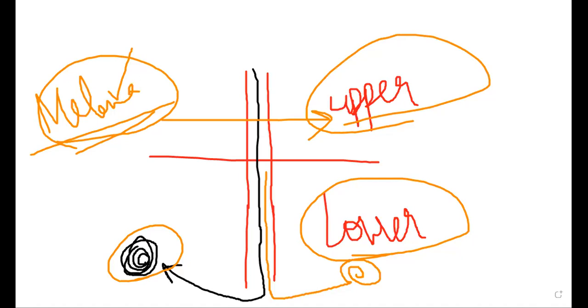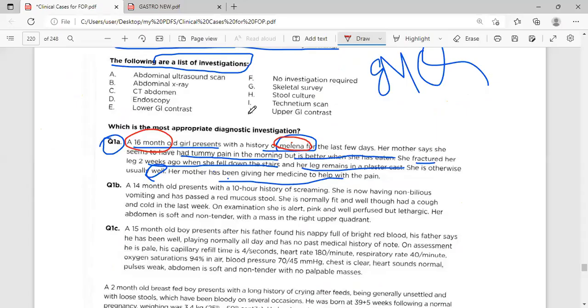We understood that she is having a pathology in the upper part of the gastrointestinal tract, probably in the upper part of the small intestine. Now let us go back to our case. The melena signifies that this is a case of upper GIT, maybe the proximal part of the duodenum or proximal jejunum. Next, her mother says that she has tummy pain in the morning, and this kind of tummy pain is usually better when she has eaten.